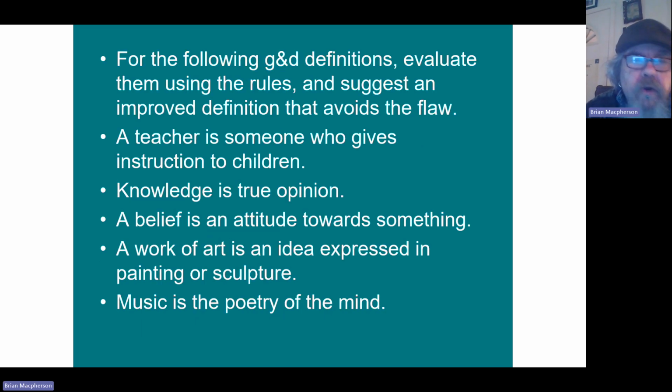Let's look at the next one. Knowledge is true opinion. That one's really too broad because there are a lot of things that I have true beliefs about, but I may not know. For example, I have a true opinion that E equals MC squared, but I can't tell you how to prove it. So you can have a true opinion without having knowledge. So therefore, that definition is too broad. A lot of things you have opinions about that are true, but they may not be things that you know.